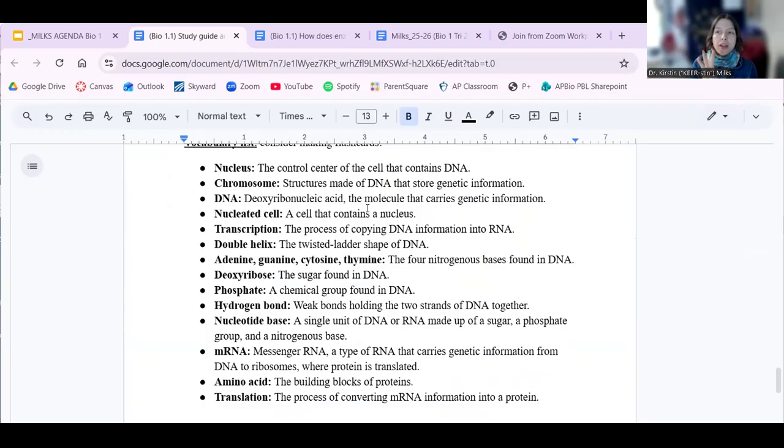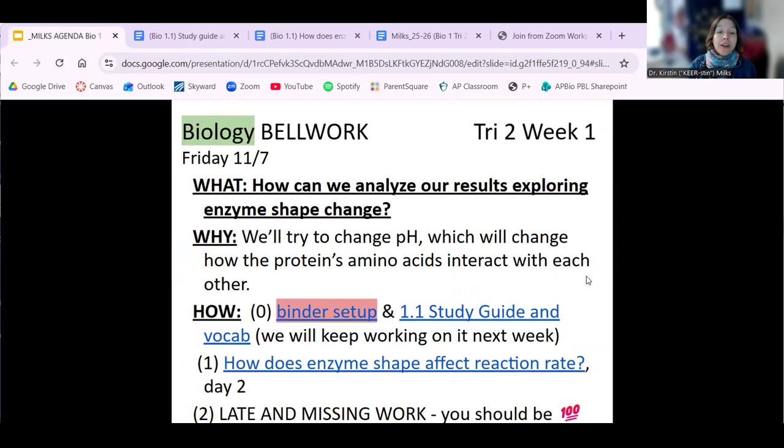You'll have 1.1, 1.2, 1.3, and 1.4 in this unit, and you'll have little vocab lists for all of them. So more about that soon next week. For now, though, our big goal is to finish the lab. And just a heads up about late work, you should be 100. We haven't had any quizzes yet. So all your work should be 100.